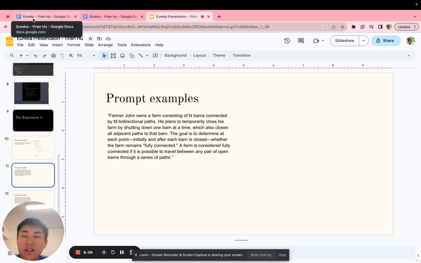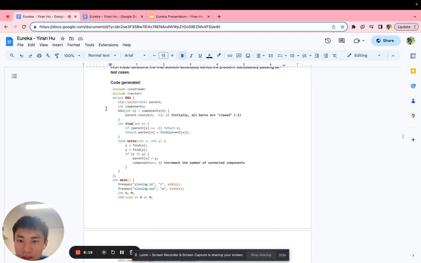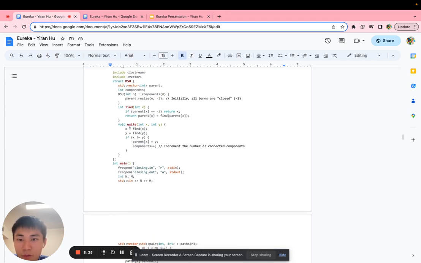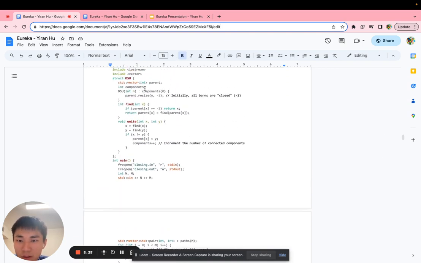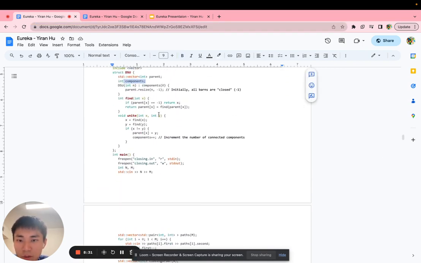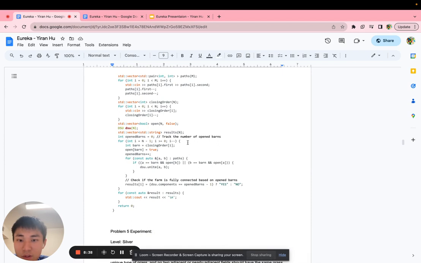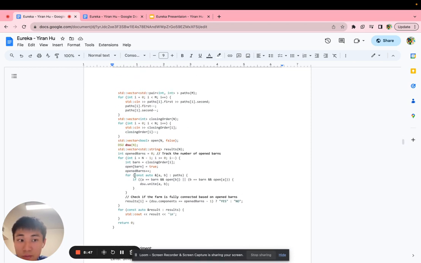After several hints, GPT-4 was able to come up with the right solution, which passes all test cases, which is here. This code uses a DSU, which is a data structure for checking if two nodes are connected, and it uses a variable called components to keep track of the number of connected components. It goes in reverse order so that it's opening up each barn every time instead of closing it, which makes the calculation much easier. This is a very smart approach, which I was very impressed with. And it solves the problem fully.